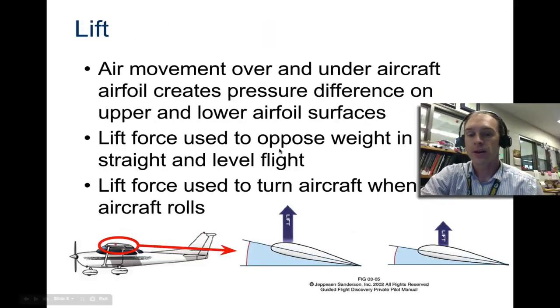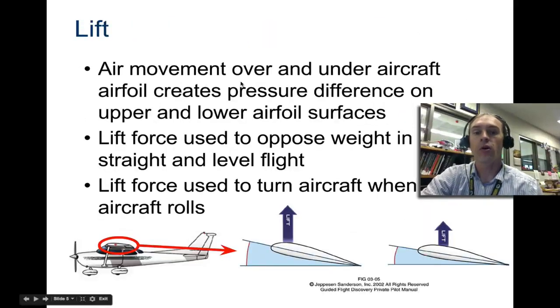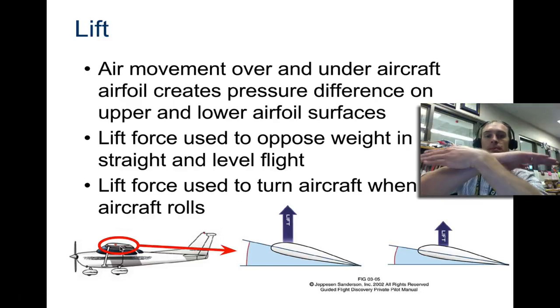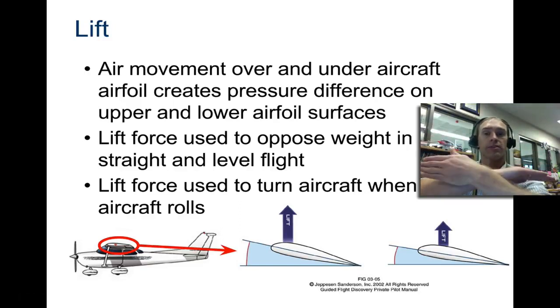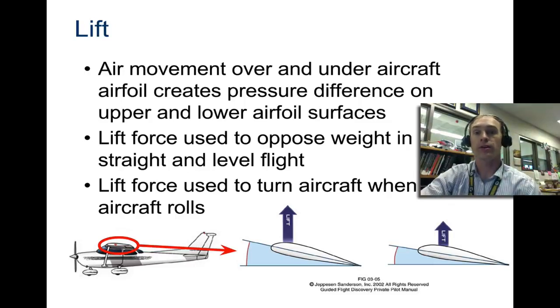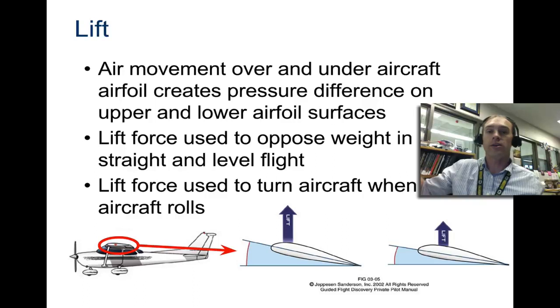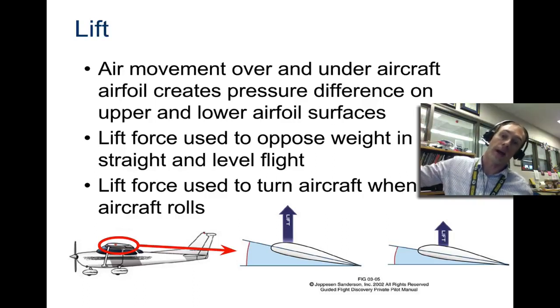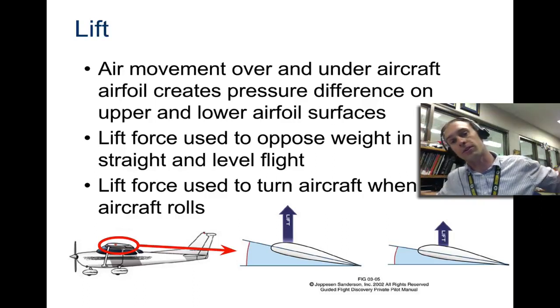So that's one thing that we're going to take a look at when you decide which airfoil design you want to create. So let's look at lift. It's air movement over and under an aircraft again. And the lift force is always opposite to the weight. And lift force is also used to turn aircraft when the aircraft rolls, because your ailerons produce different amounts of lift. As your ailerons move in either direction, remember at the outsides of the wings, then they're creating different lift. And if you have greater lift on the left side, then you're going to end up rolling to the right. If you have greater lift on the right side, then you roll to the left.